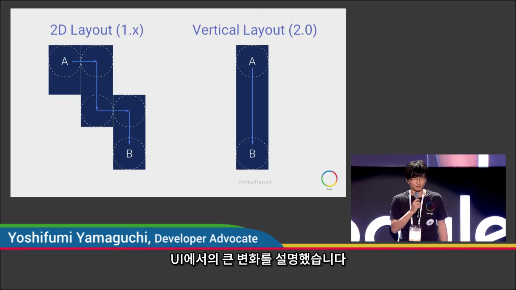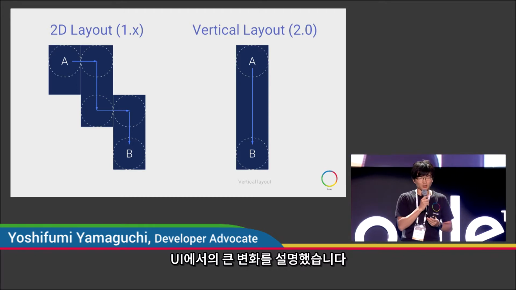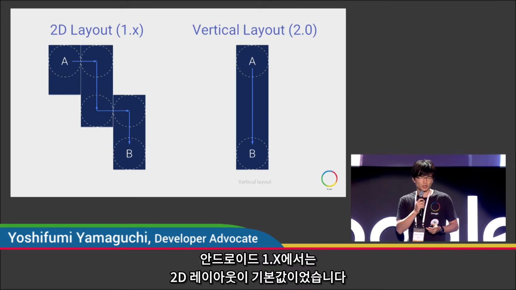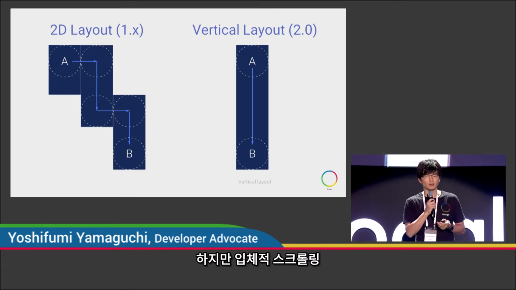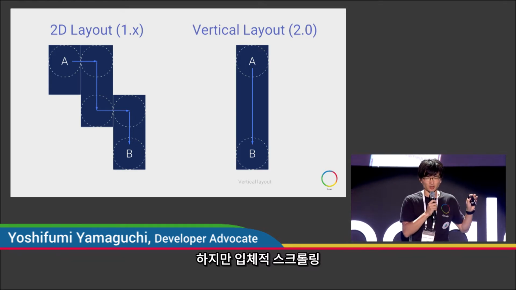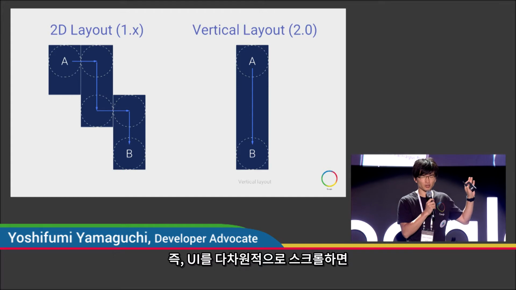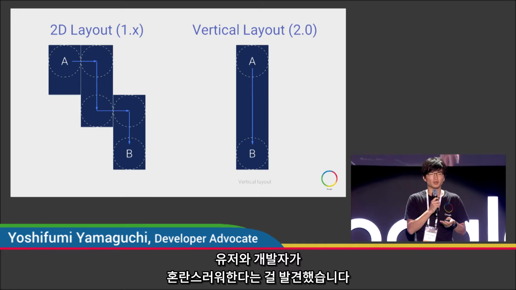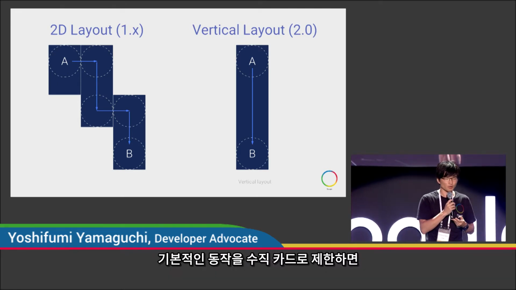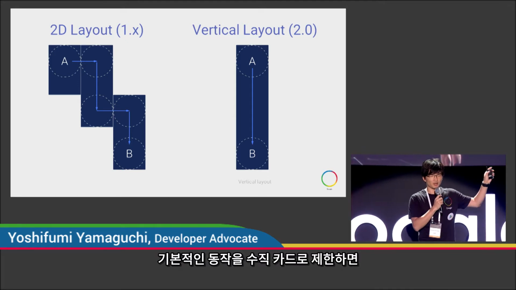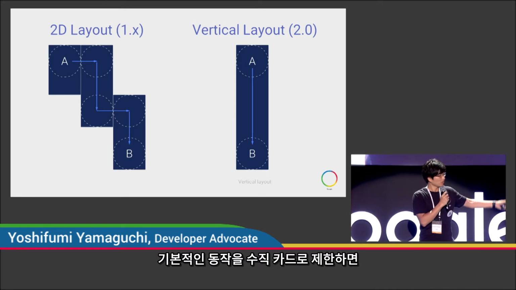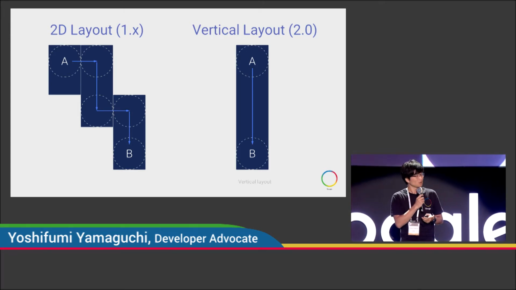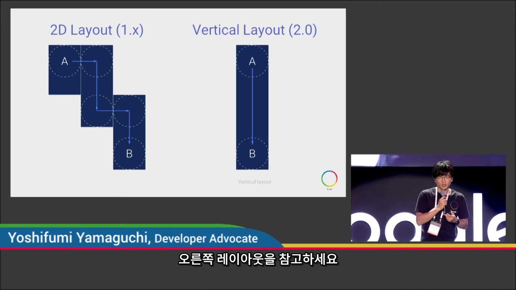So this is the summary of the big changes in the UI. In 1.x, we set a 2D layout as default, but we found that scrolling the UI multidimensionally made users and developers confused. So we found that restricting the primary actions into a vertical card makes users and developers more comfortable, as shown on the right-hand side.